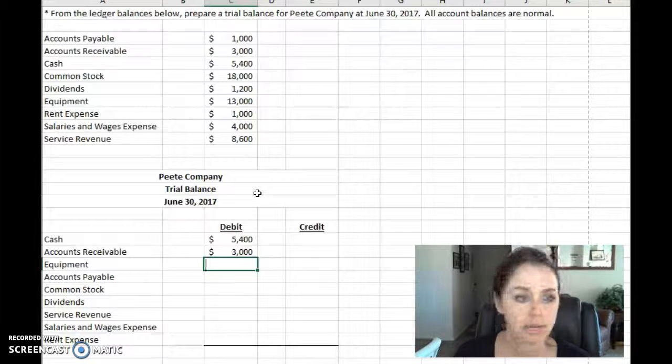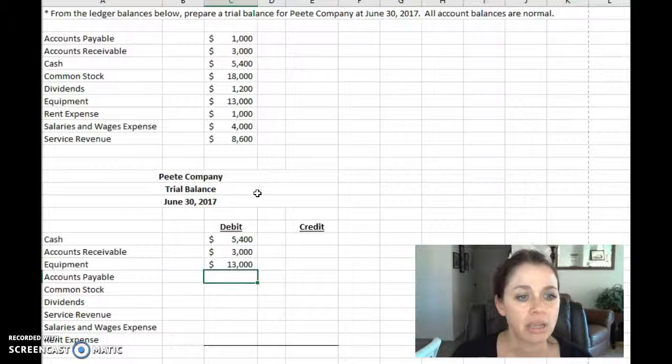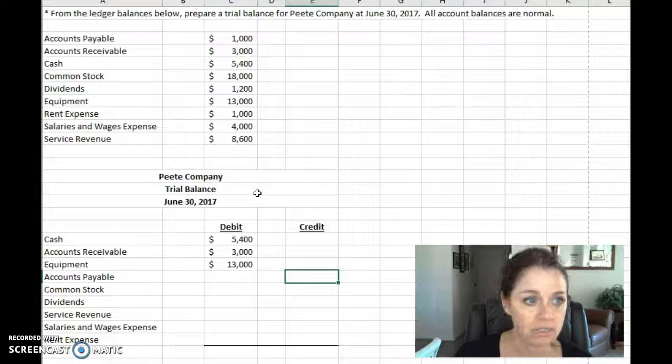Equipment is another asset, and that's $13,000, and that goes there. Accounts payable is a liability, and so that comes over here. That's my understanding, at least. And accounts payable is $1,000.